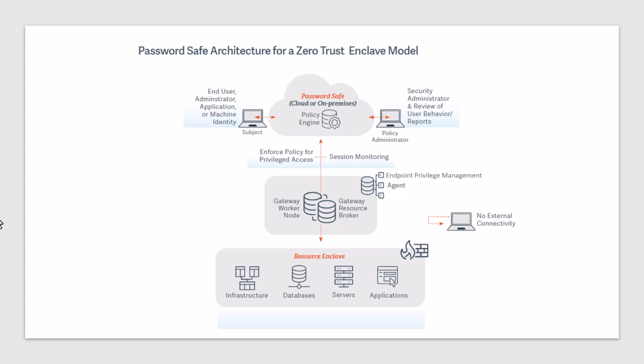And so really in this model, we're making sure that the user is validated, that they are verified. We'll have different points for multi-factor authentication, either at the Password Safe console or at the endpoint privilege management layer. And from there, we're controlling exactly what the users are able to do, and that there's a record or log of the activity that they're doing.